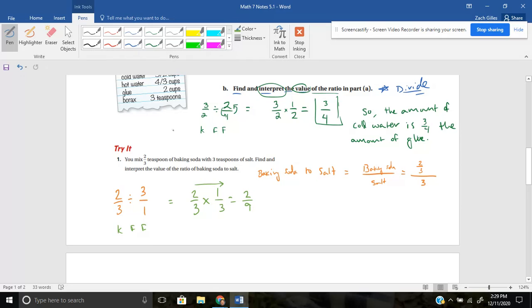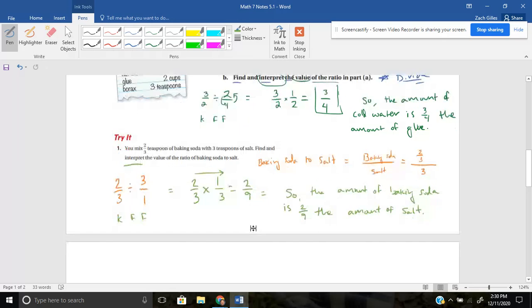Okay. And when it says to interpret that, again, write out this sentence. So the amount of, and this time it's baking soda comes first, is 2/9 the amount of salt. Okay, just like above.